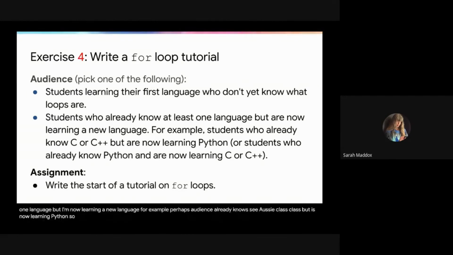So your students must choose one of those audiences, and then they must write the start of a tutorial on for loops. They'll probably want to choose the programming language that they're going to write for as well. We chose Python. So let them know that you'll give them 10 minutes and then let them go and start writing. And you may find after 10 minutes that people don't need more time. That's fine. Otherwise, give them another 5 minutes. Then move on to the next slide.